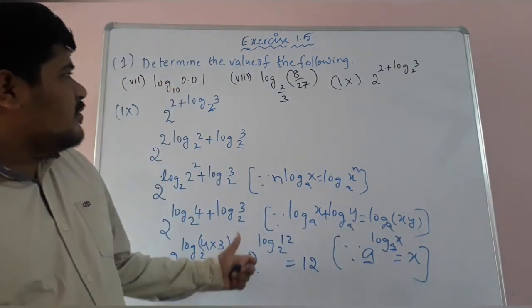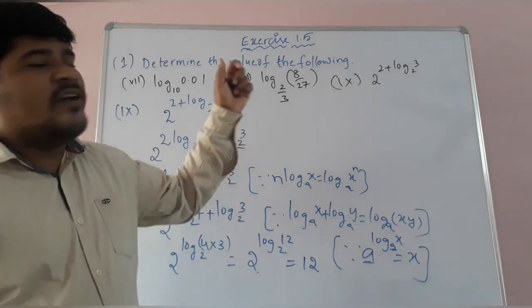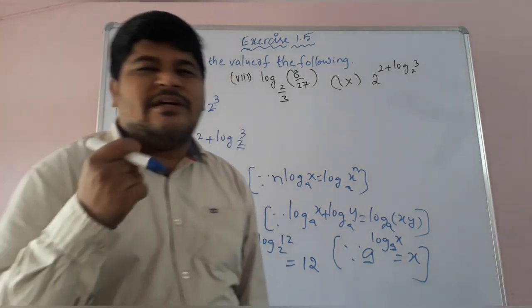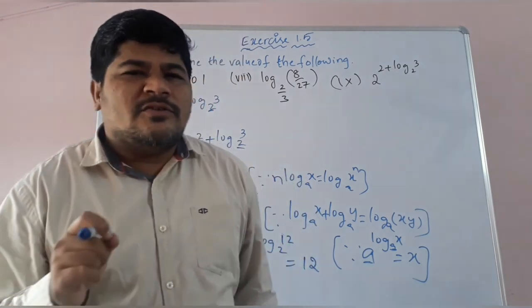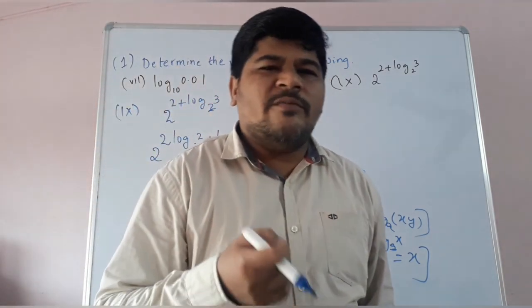So that's it, children. In this way we can solve this problem, and from this bit compulsory we can expect a 1 mark or 2 marks question, children. A 1 mark question for sure. So we can definitely expect 1 mark problems from the first bit.